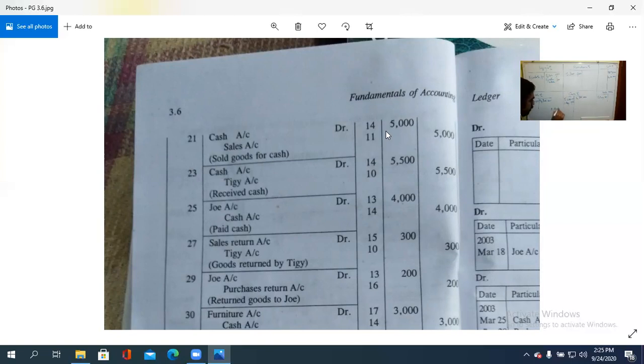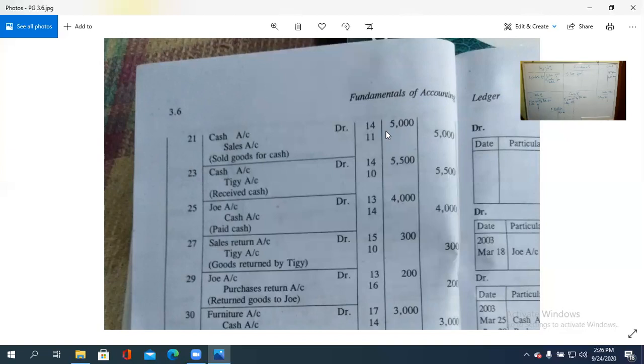Purchase returns. So what is that? Joey debtor to purchase returns. How much is it? 200. And the purchase returns account is debited by Joey, that is 200.